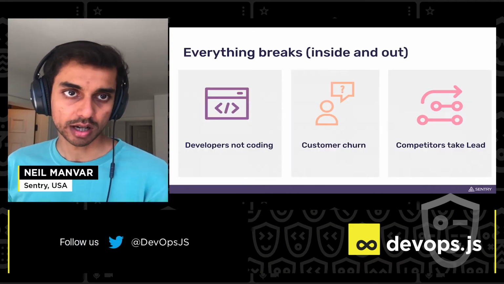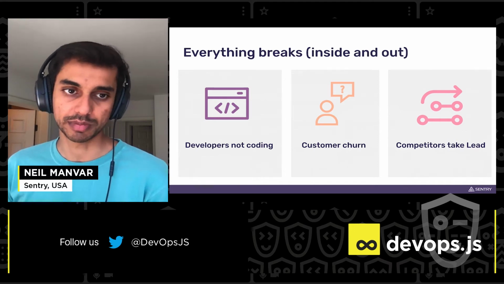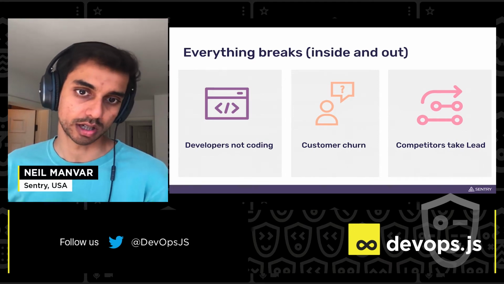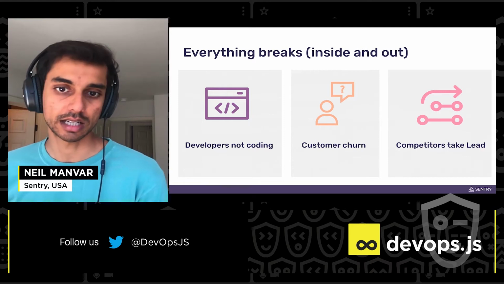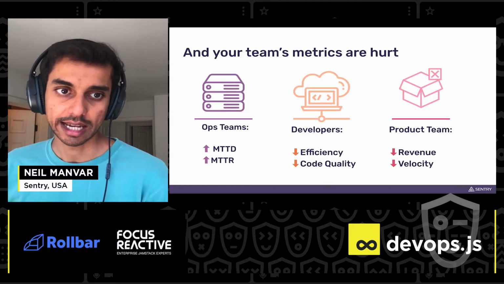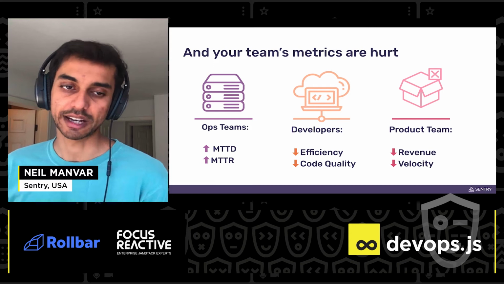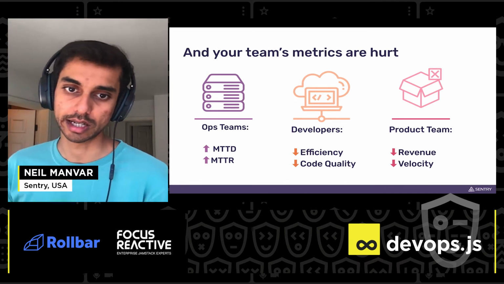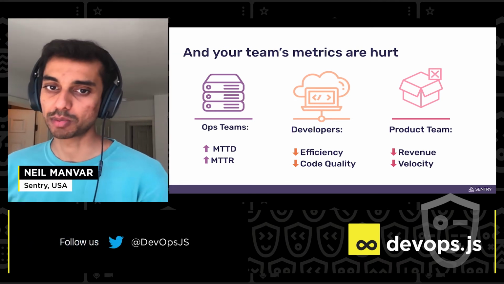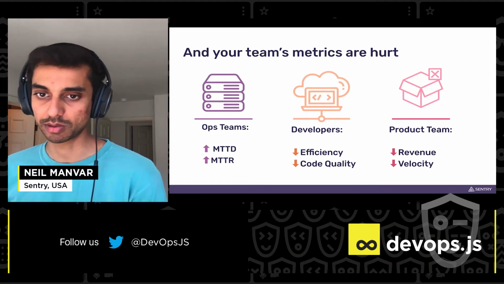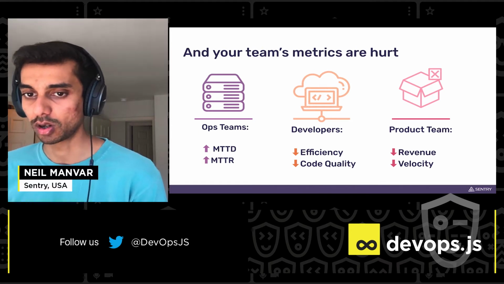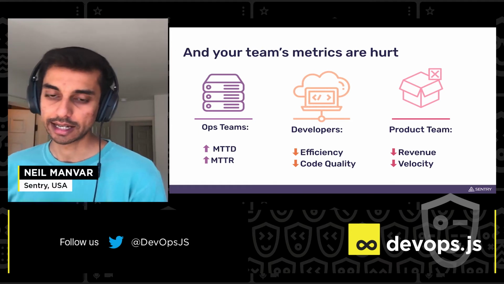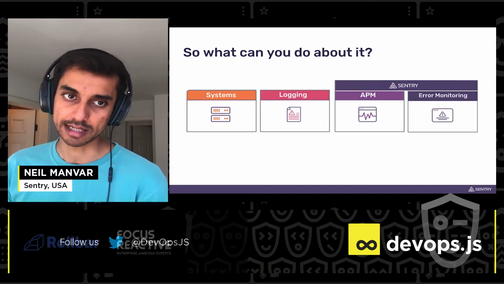And when things go wrong, it's a problem for everyone. Developers are being taken away from the things that they need to do, work on new features, and then fighting this fire. Customers are potentially going to churn, and metrics are being affected as well, right? For ops teams, it's the mean times for detection and remediation. Developers want to focus on the quality of the code and the efficiency at which they can put it out. And the product team is looking at all of this in a big picture where revenue is affected. They want to get out all the new features at the appropriate time. And when velocity is compromised, that's an issue.